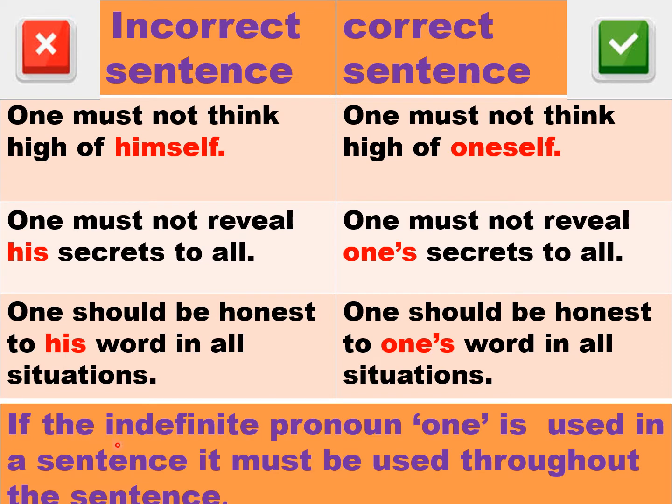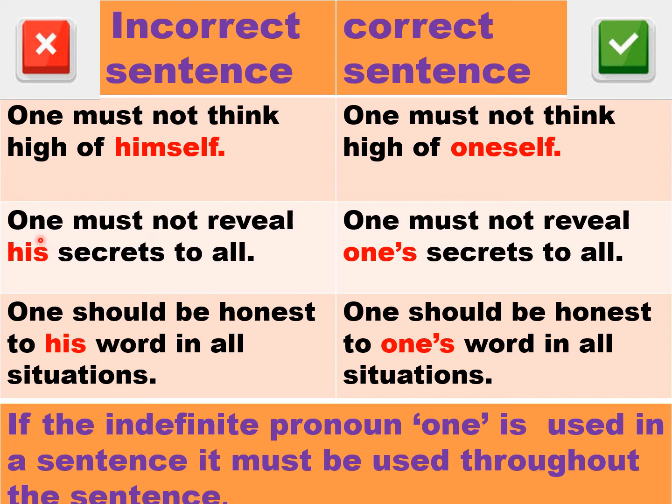If the indefinite pronoun "one" is used in a sentence, it must be used throughout the sentence. This is a rule. "One must not think high of himself." Here, this indefinite pronoun "one" is used. So here also we must use "oneself" instead of "himself". "One must not think high of oneself" is correct.